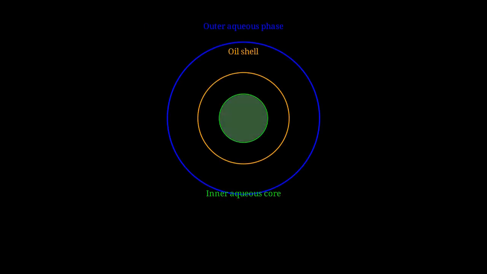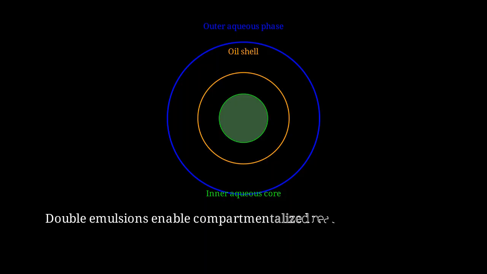Let me introduce an advanced topic: double emulsions. These are droplets within droplets, creating core shell structures. This shows a water-in-oil-in-water double emulsion structure. The green inner core is water, surrounded by an orange oil shell, all suspended in a blue outer water phase. Double emulsions enable compartmentalized reactions where you can have incompatible reagents separated by the oil barrier.